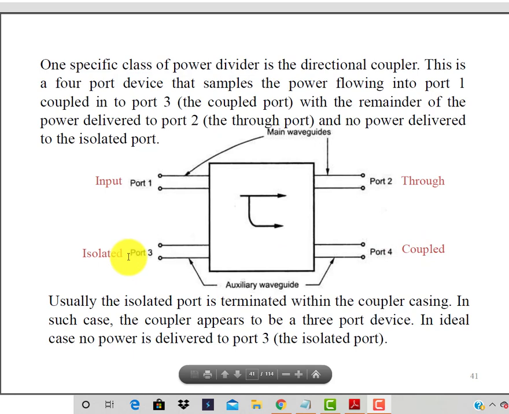Usually, the isolated port is terminated with a coupling casing. That means it's terminated with one shorting plate or something, because ideally there is no backward power. Only the signal is directed in the forward direction. So it is a unidirectional device.